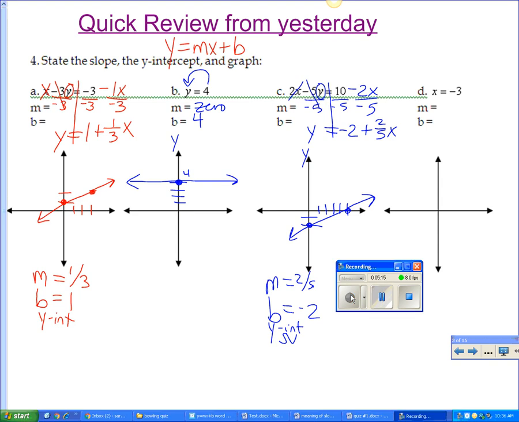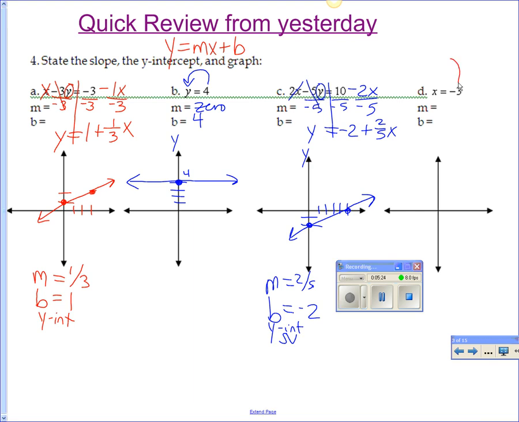D. Caitlin, what do you notice about this one? What do you see off the bat? It's missing a Y, right? It's missing a Y. So this one is one where I'm going to draw an arrow. That just helps me, all right? If it helps me, it's probably going to help you, so I encourage you to do that.